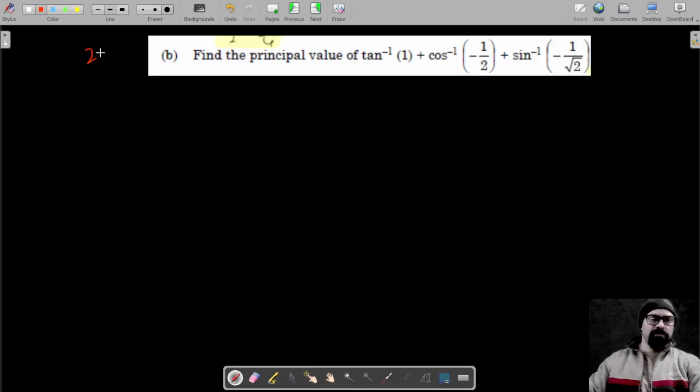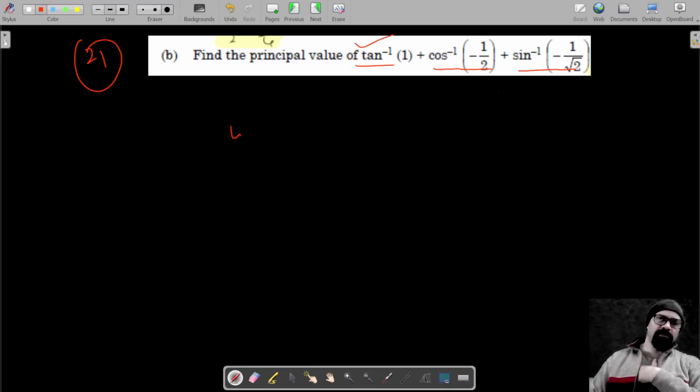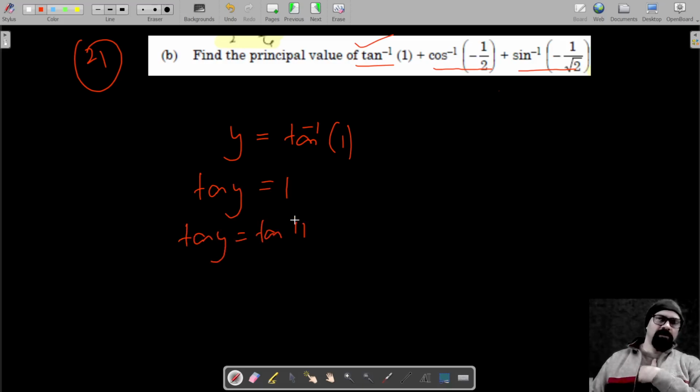For question number 21, part B, we have to find the principal value of tan inverse 1 plus cos inverse negative half plus sin inverse negative 1 by 2. So let's find out the value of tan inverse 1. Let's say y is equal to tan inverse 1. So tan y is equal to 1. And we know that 1 is tan pi by 4, which gives me y is equal to pi by 4. So tan inverse 1 is pi by 4.